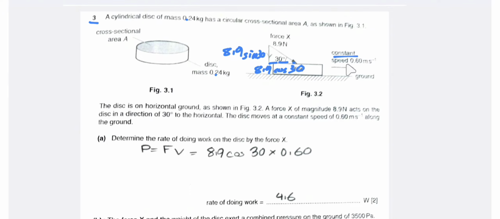And this disk is moving at a constant speed of 0.60 meter per second. The disk is on the horizontal ground as shown in figure 3.2, and force X of magnitude 8.9 Newton acts on the disk in a direction of 30 degrees to the horizontal. The disk then moves at a constant speed of 0.60 meter per second.